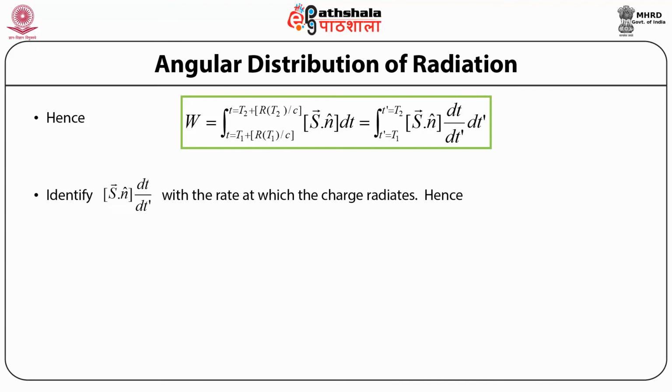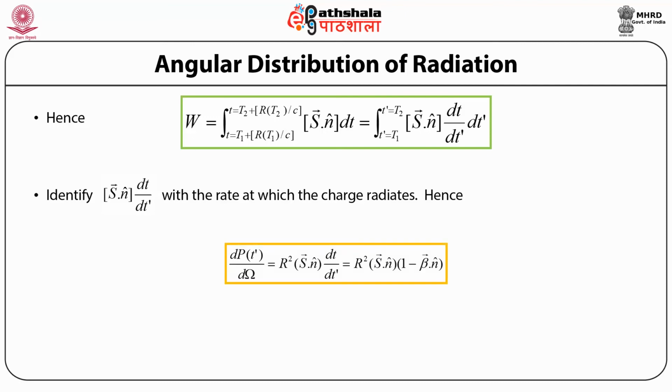So we identify the integrand of this expression, S dot n cap dt/dt', as dW/dt', that is the rate at which the charge radiates what eventually passes a unit area on S at the point x. This is the instantaneous power radiated, hence dP(t')/dΩ equals R squared S dot n cap dt/dt' equals R squared S dot n cap into (1 minus beta dot n cap).